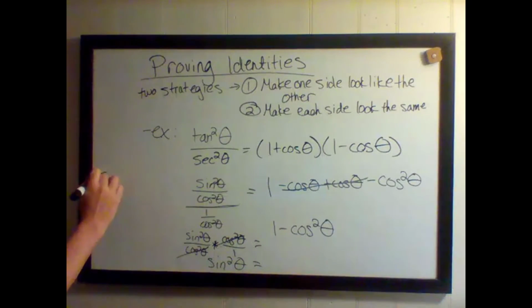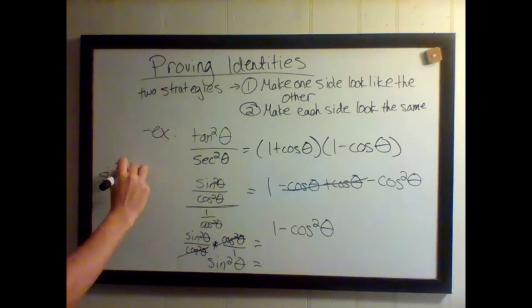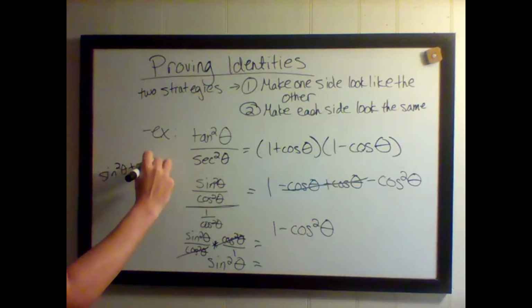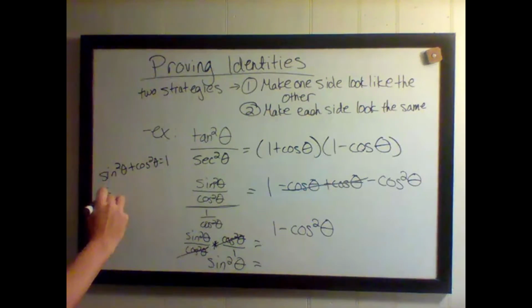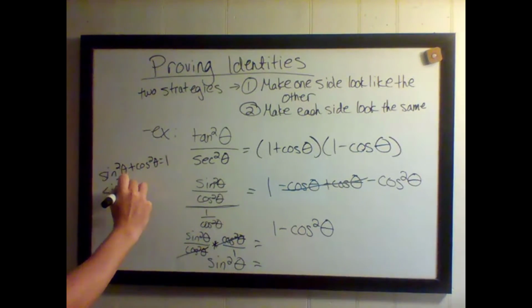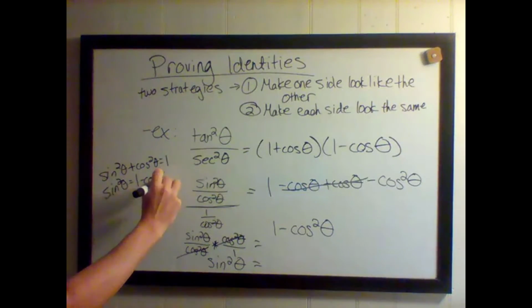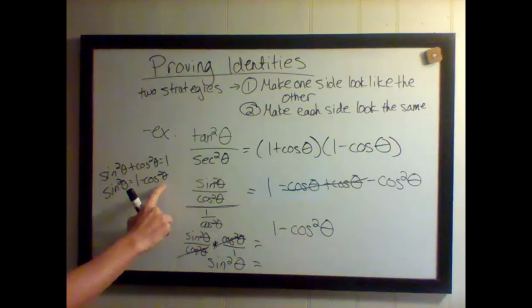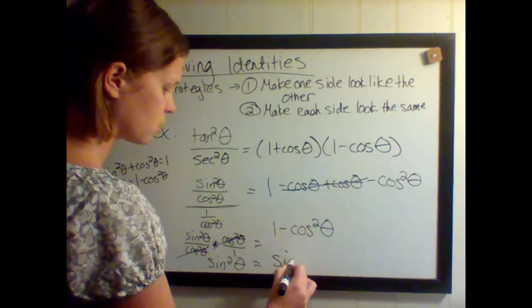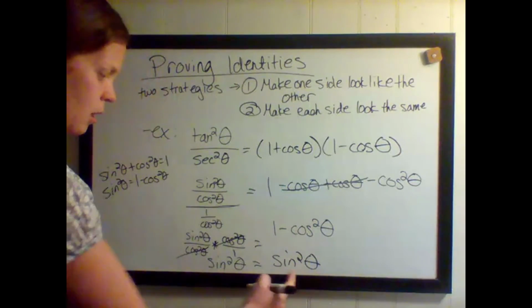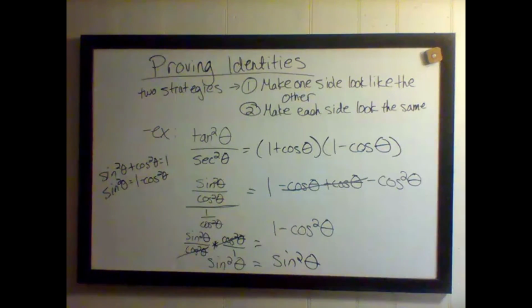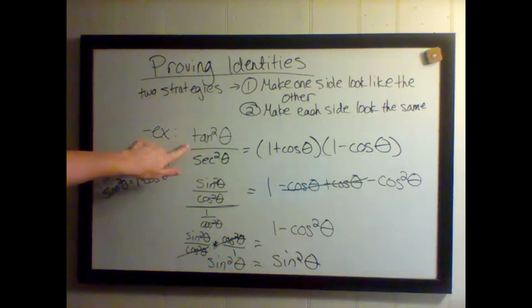And to make sure, I'm going to work out over to the side: sine squared plus cosine squared theta equals 1. So that means sine squared is 1 minus cosine squared. So yes, 1 minus cosine squared is sine squared theta. So I got both sides to be sine squared theta. So I proved that this is true.